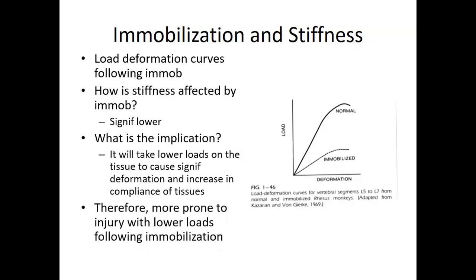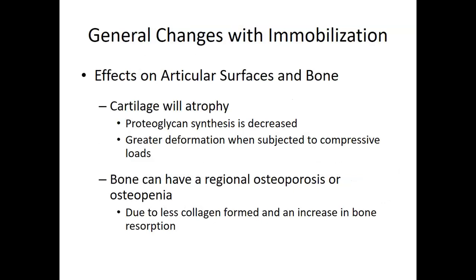All right. So it takes lower loads on the tissue to cause significant deformation and increased compliance of tissues. Articular surfaces and bone is also affected by immobility, so cartilage is going to atrophy. Remember that it gets its nutrition from loading and unloading. And if we're not doing that to a joint, it doesn't get the nutrition. So you get some atrophy. The protein synthesis is decreased. And it doesn't stand up to compressive loads as well, right? Because it's lost some of its proteoglycan structure.